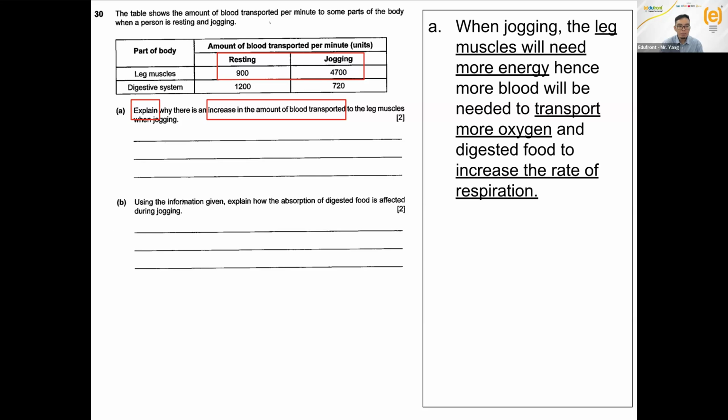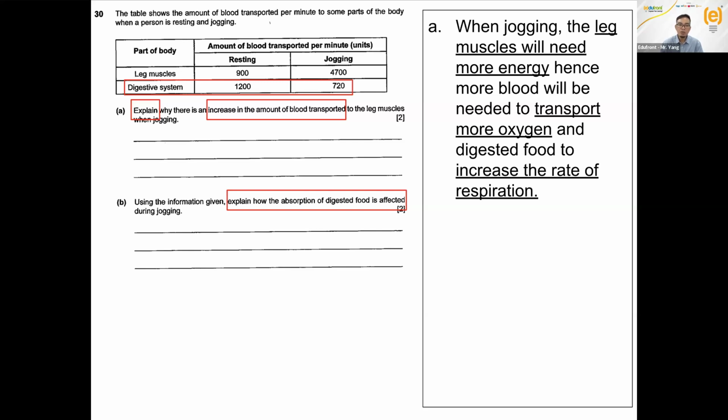All right, now part B. Using the information above, explain how the absorption of digested food is affected during jogging. So then they ask you, during jogging, what happened to the digestive system? Right? If you look at the digestive system, at rest, it takes 1,200 units of blood per minute. But when we are jogging, our digestive system only absorbs 720 units of blood per minute. So that means less blood will go to our digestive system when we are jogging.